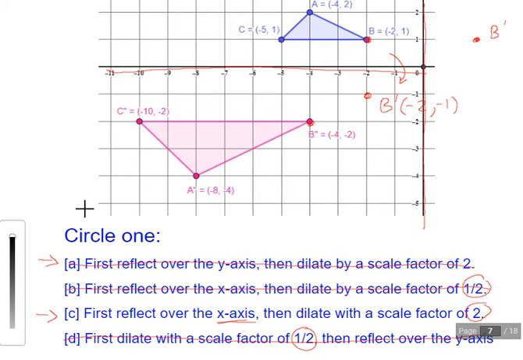Let's check the other points as well. A flips down to -4, -2, and then it doubles, it's going to be -8, -4. Yep, that's going to work. And so C is going to flip to C prime, -5, -1, and then we double it, that should be -10, -2, and that's exactly where it ends up. So I'm fairly certain C is going to be our correct answer, okay?